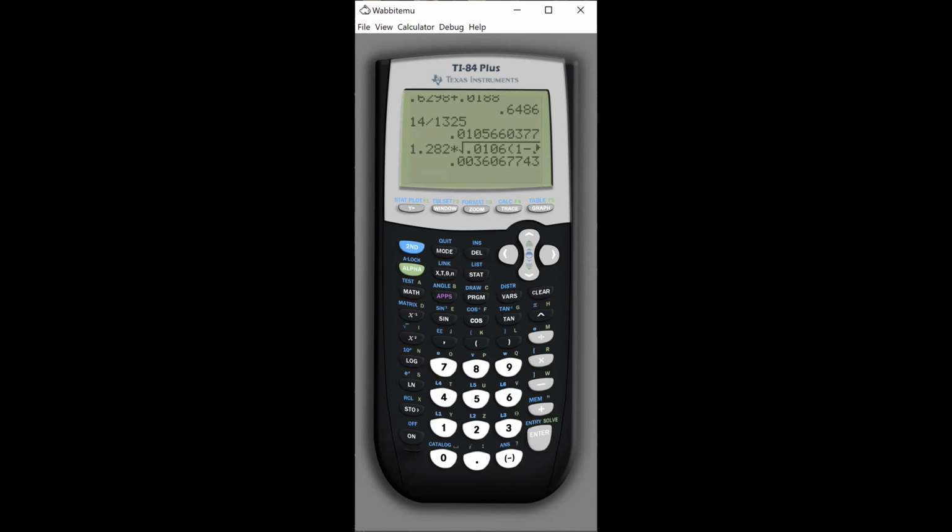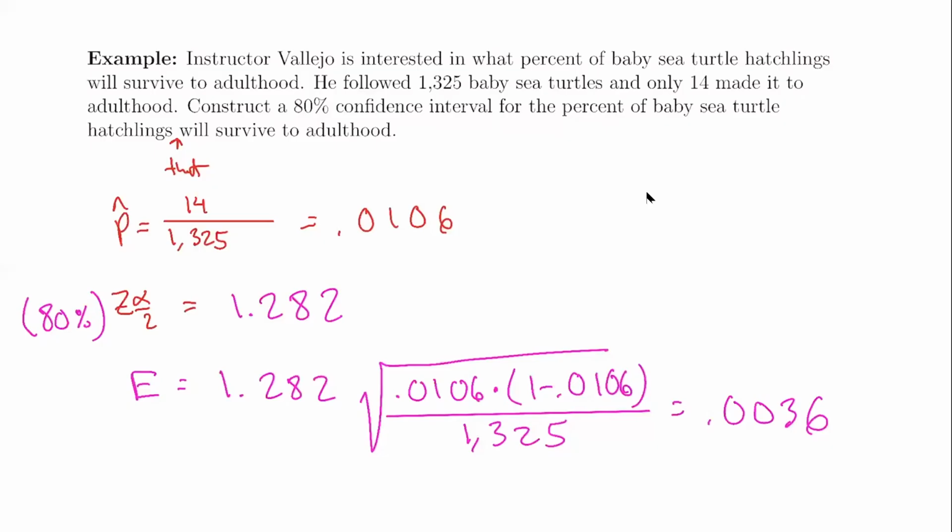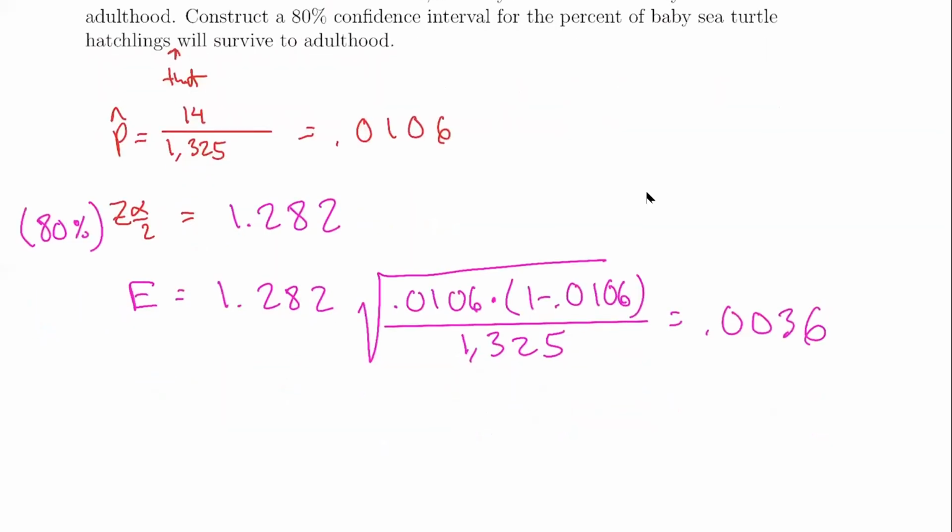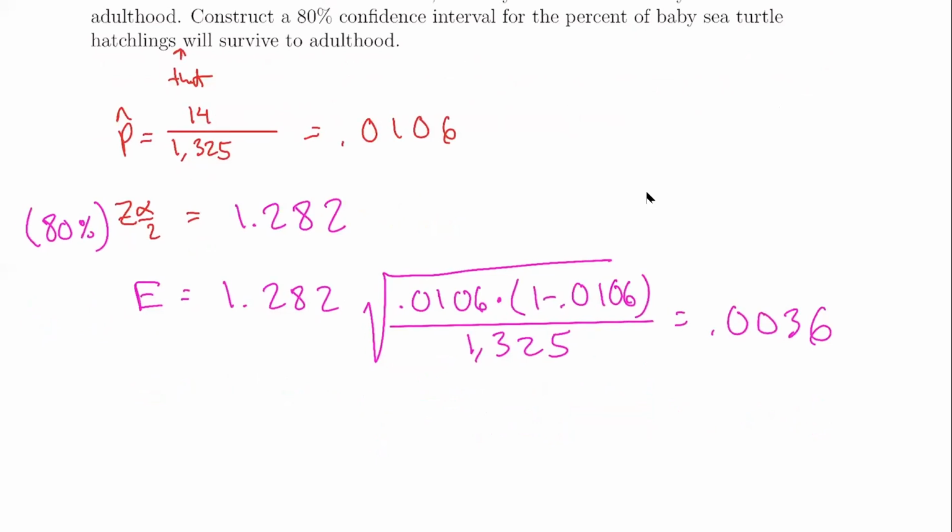All right. We're gonna transition back to the notes, and we're gonna finish up this problem. For the final step, you take p hat and add and subtract your margin of error. So we get 0.0106 plus and minus 0.0036. Let me do that on my calculator.